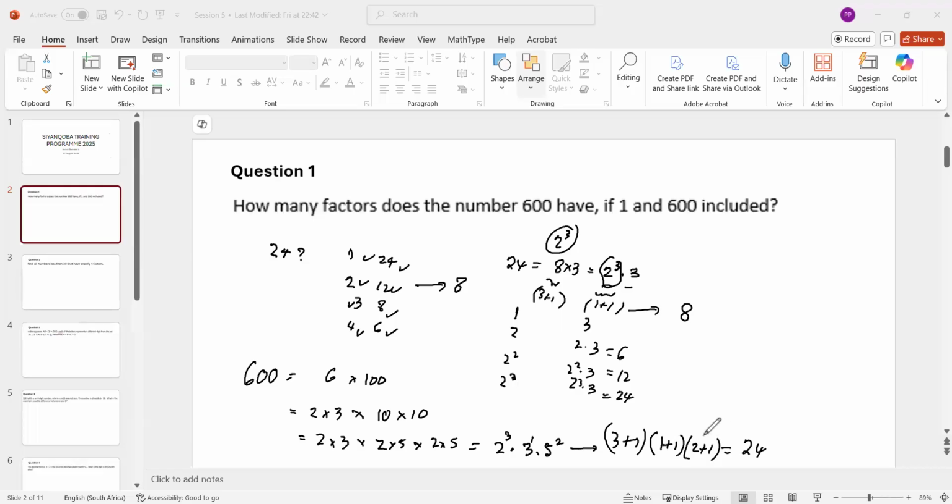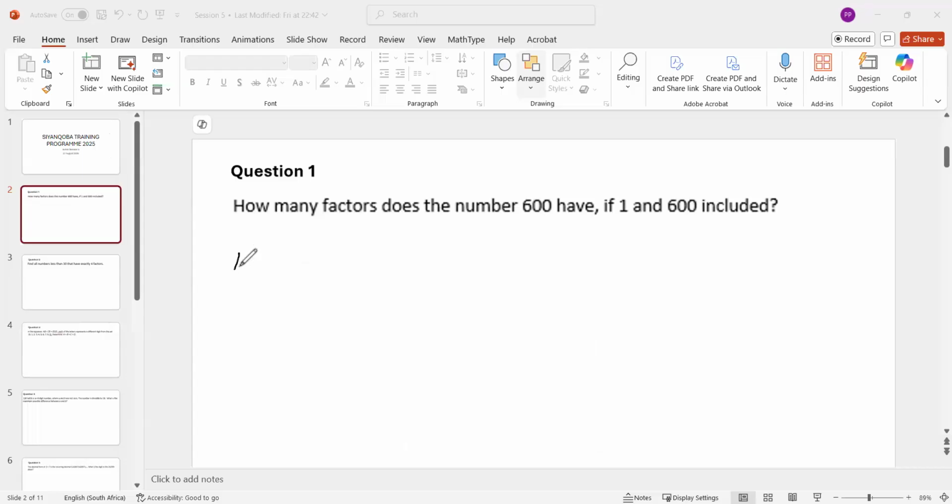So without actually writing them down, just by simply factorizing it as the powers of prime numbers, you can write down the number of factors immediately. So if you want to write down a general rule for the number of factors, if you write the number as 2 to the power of, say, a1, times 3 to the power of a2, times the next prime, 5 to the power of a3.